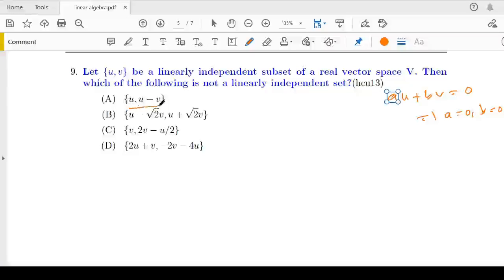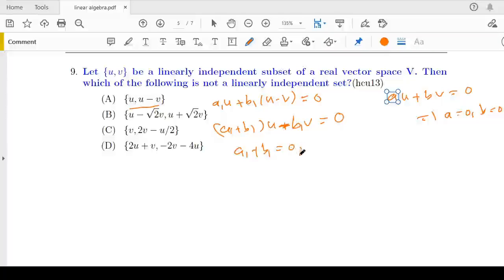Now consider this set. Therefore a1 into u plus b1 into u minus v equal to 0. This implies, taking u common, a1 plus b1 into u plus minus b1 into v equal to 0. But we know that u, v are linearly independent. Therefore a1 plus b1 must be equal to 0 and minus b1 must be equal to 0. This implies that b1 equal to 0, which implies that a1 is also equal to 0. Therefore this set is also linearly independent.